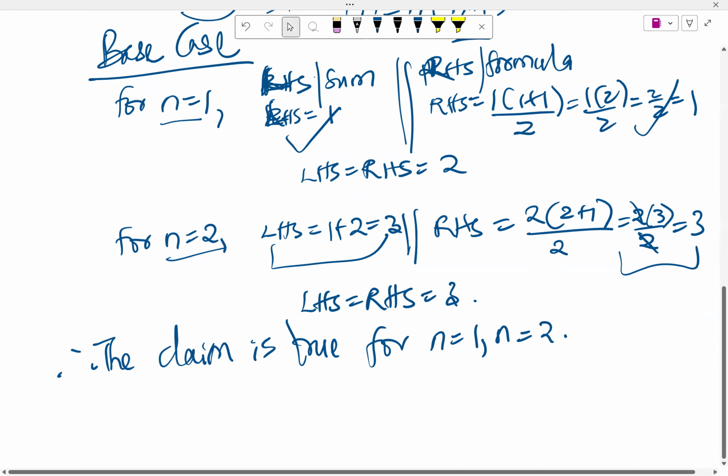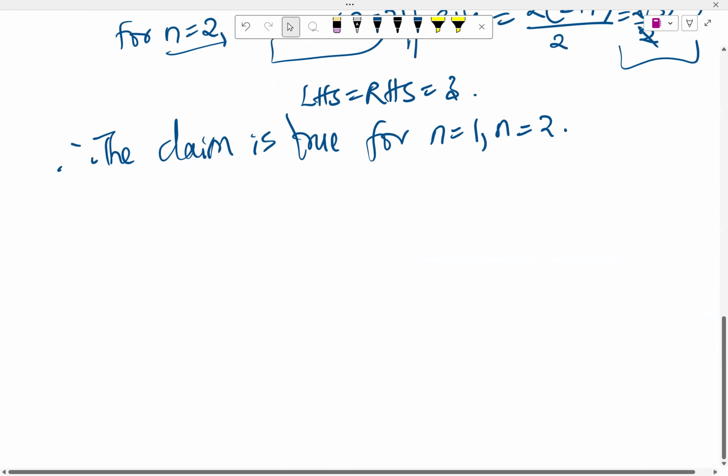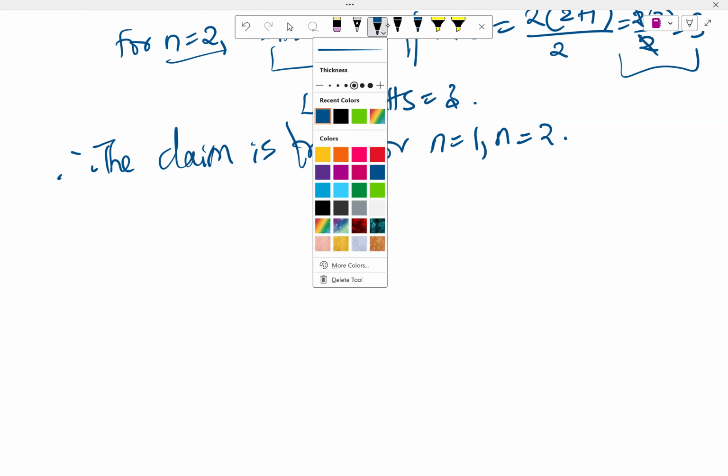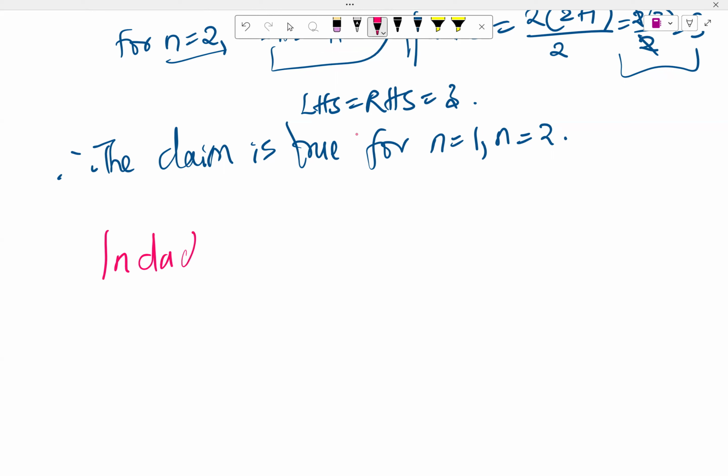That's the base case. The next thing we want to do is the inductive hypothesis. That's the second step. So we have the inductive hypothesis now.